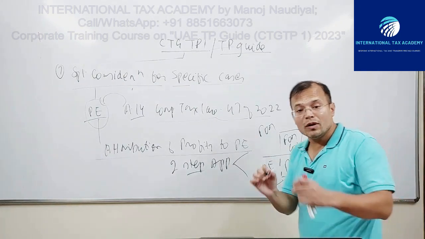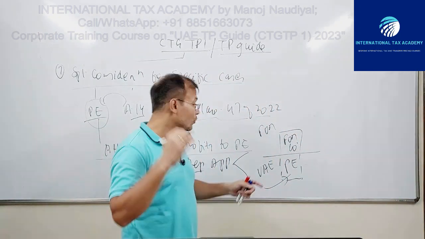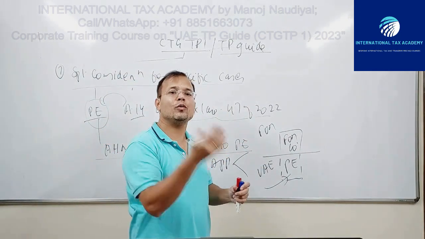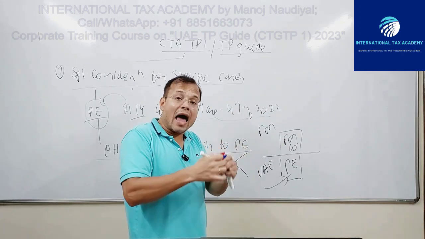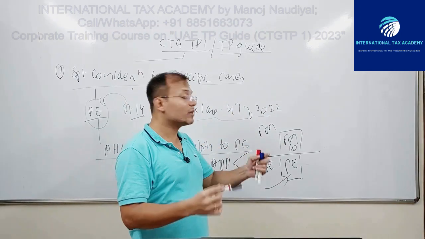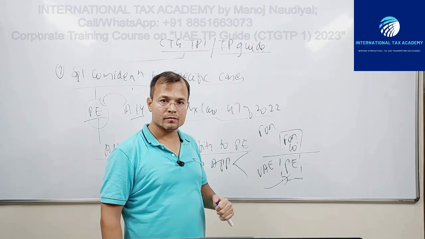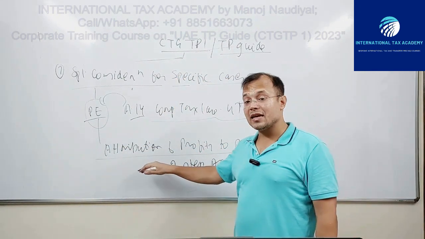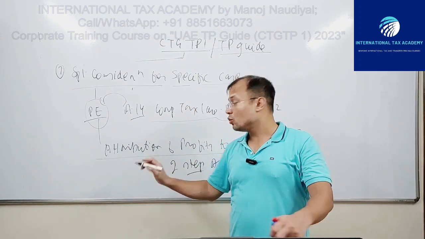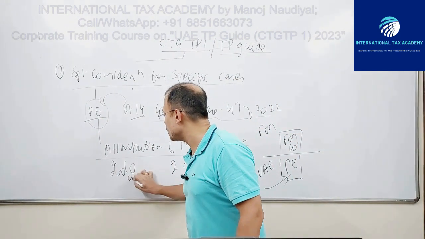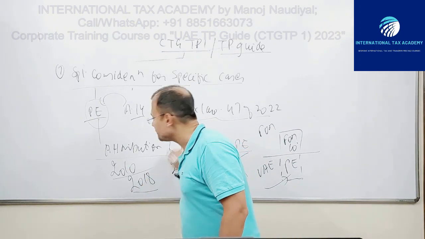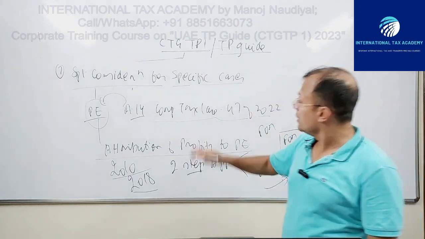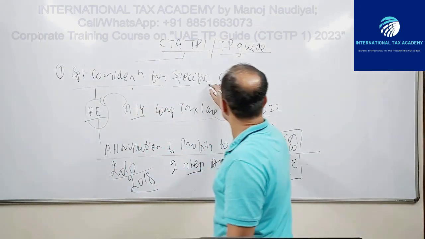In the first step, you will create a functionally independent and separate entity out of this PE, and in the second step, you will attribute profits to this PE analogically, using the Authorized OECD Approach, or the two-step approach. In this case, the reference is made to the 2010 report of the OECD and the 2018 report of the OECD. Then you further move.